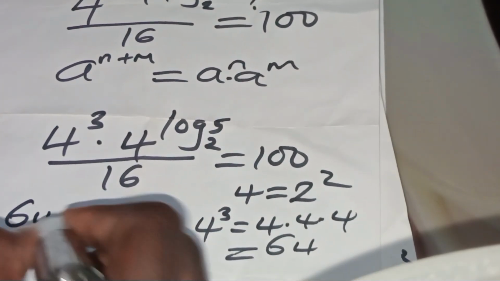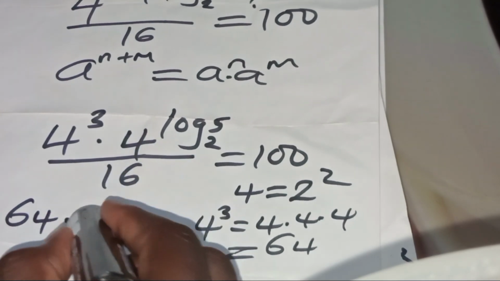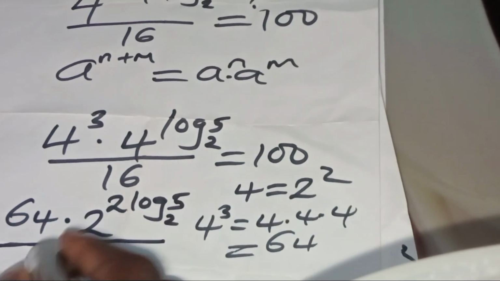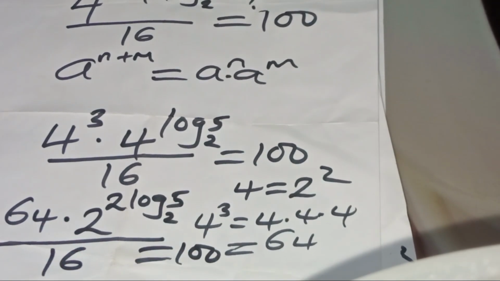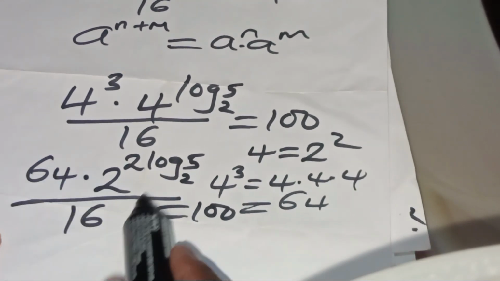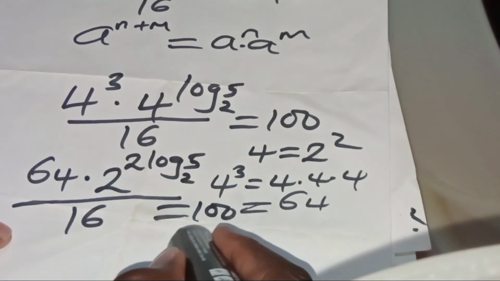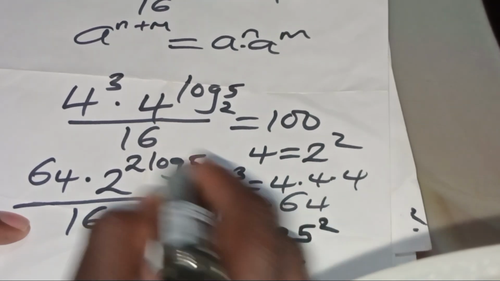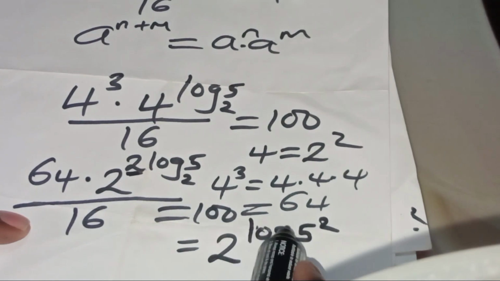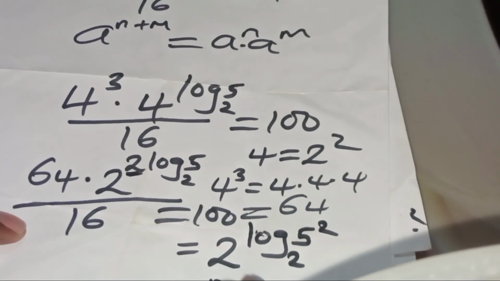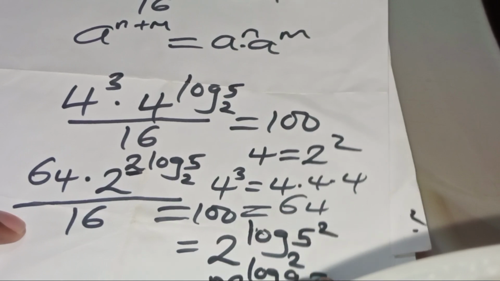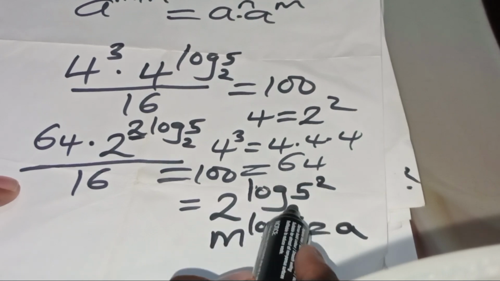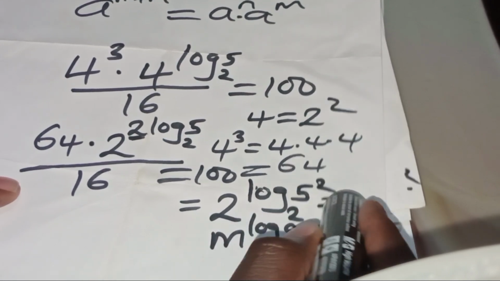So this is equal to 64. So we have 64 multiplied by 2 to the power 2 log 5 to base 2, divided by 16. This should give us a value of 100. Now, as you can see, 2 to the power 2 log 5 to base 2, we can also express as 2 to the power log 5 squared to base 2. Now 2 raised to the power log 5 squared to base 2 is in the form of m to the power log a to base m, which is essentially equal to a. Applying this property, 2 raised to the power log 5 squared to base 2 is equal to 5 squared, which is 25.